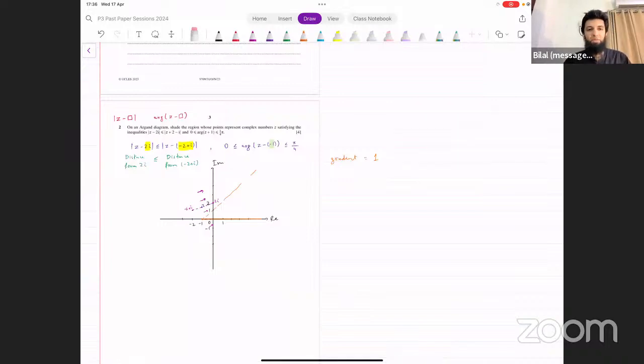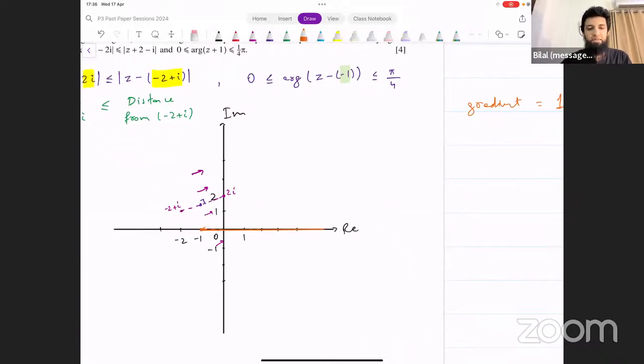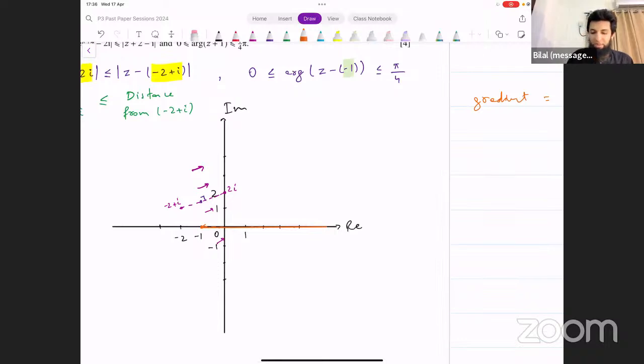Gradient 1. What that means is when you draw this line, since the gradient is 1, whatever distance the line covers horizontally, it should cover the same distance vertically. Even if you're not using a protractor for drawing this angle, you should remember whatever distance the line covers horizontally, it should be the same distance that it covers vertically.